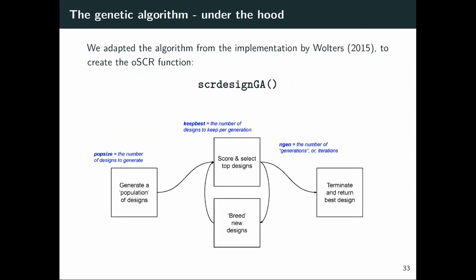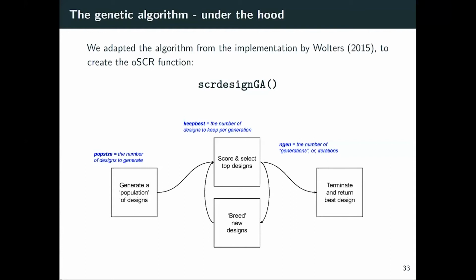If you're a visual learner, it's helpful to think of it as a workflow diagram. This algorithm is adapted directly from an implementation by Wolters in 2015. He has an R function called K of N GA. Essentially, what we're proposing here is SCR design GA, which is a wrapper around that original function that adapts it to be used for SCR by incorporating those SCR parameters. There are 3 parameters to tune the algorithm: pop size, keep best, and NGen. Those fit into the general framework pretty obviously once you get a handle on it. It starts off by generating a population of designs.